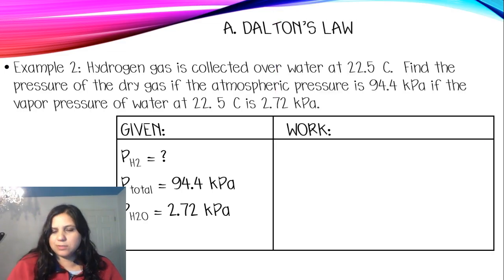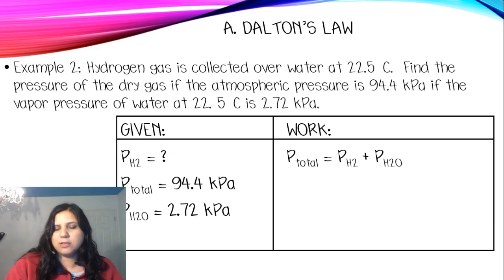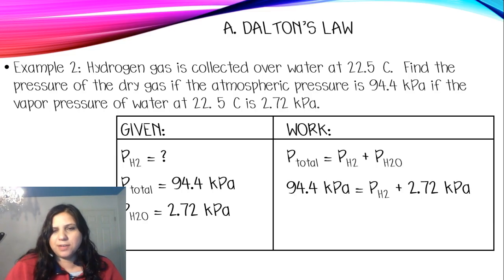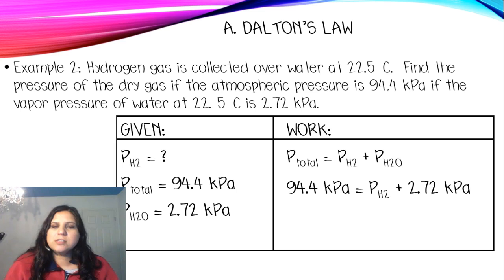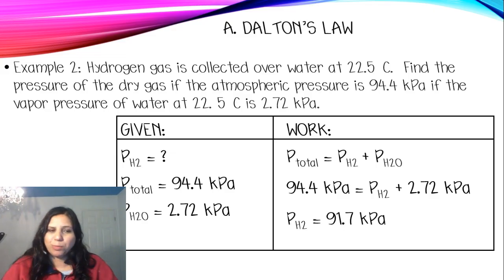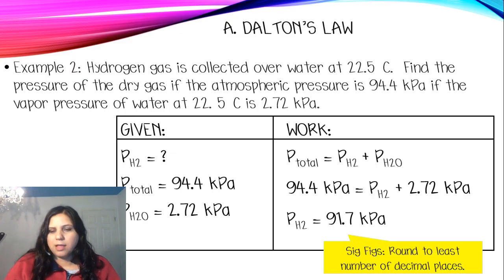All right, so let's do this problem. P total is equal to the pressure of hydrogen plus the pressure of water. We know P total, and we know the pressure of water, we just have to find the pressure of hydrogen. To solve for the pressure of hydrogen, all I need to do is subtract 2.72 from both sides of the equation, and you end up with 91.7. Again, I'm rounding to decimal places because this is addition and subtraction. So my final answer is 91.7 kilopascals.